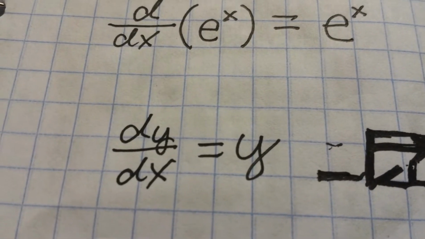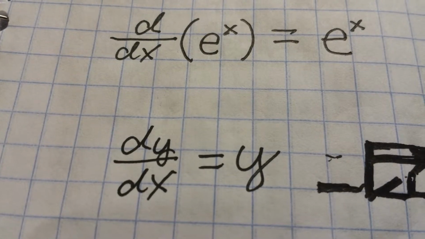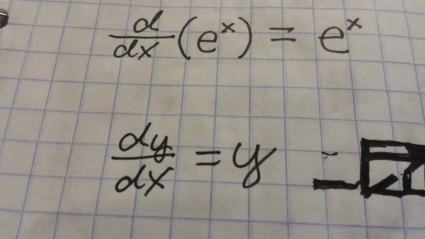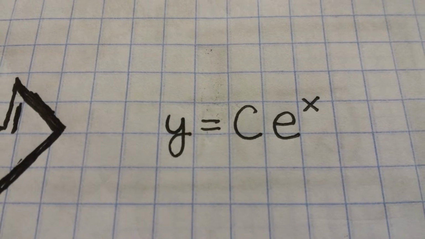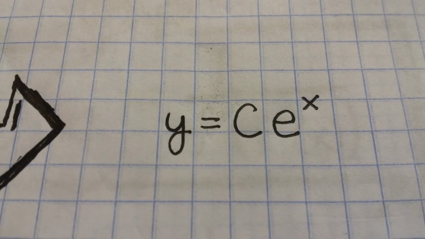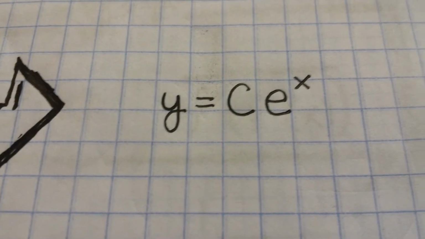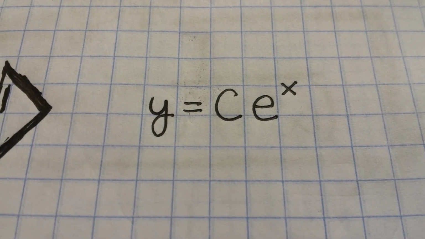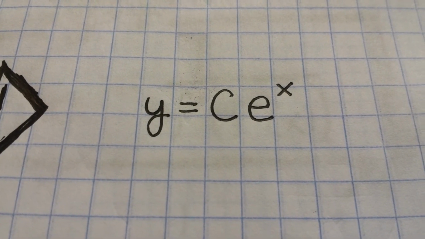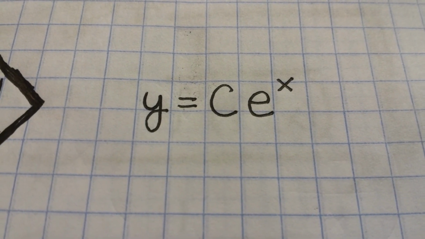In other words, if dy over dx equals y, that is, if the derivative of y is itself, then y is going to look like this: y equals c times e to the x for some constant c. Okay. This ends part 1 of part 3 of my talk on the number e, and I will continue with the inverse of e to the x in the next video.